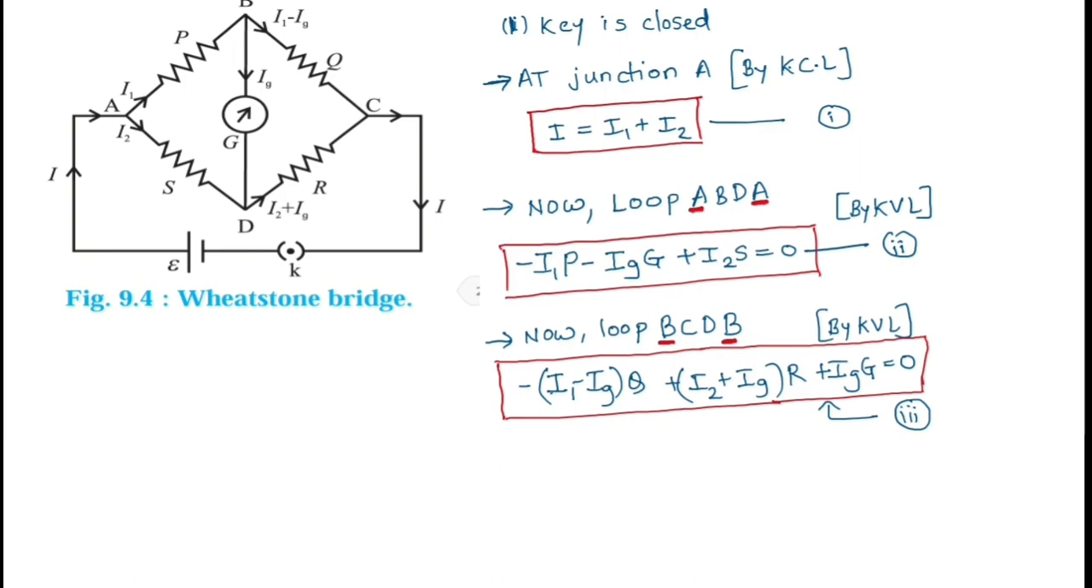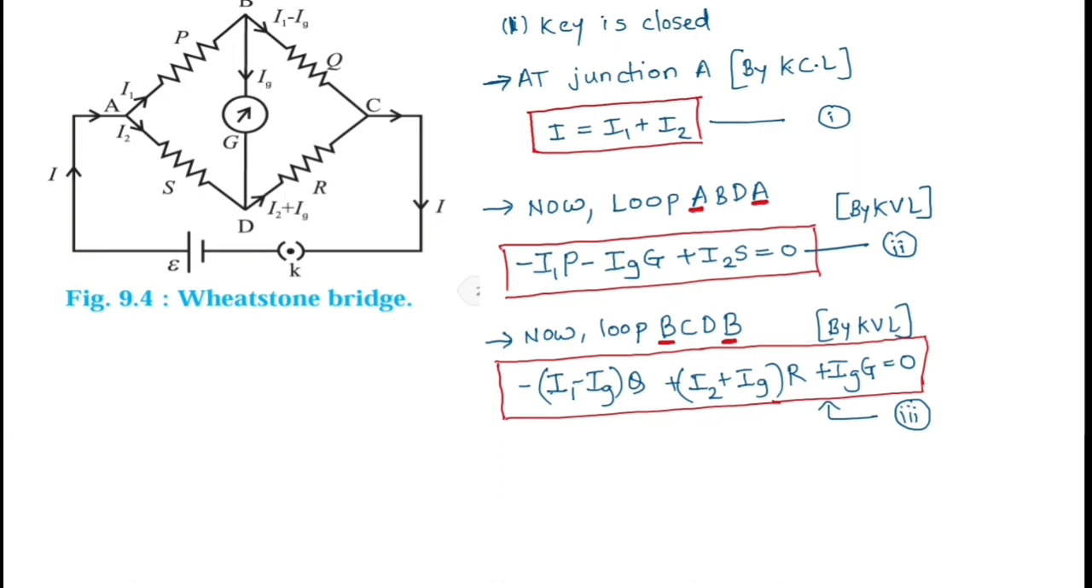Now the third equation, from the loop BCDB. Again we apply KVL. Here I have considered I1 minus IG. You can see B is another junction. As at A the current comes in and is divided into two parts, similarly I1 moves toward B and when it moves away from B it is also divided into two parts: IG moves in the downward direction and I1 minus IG moves from B to C.